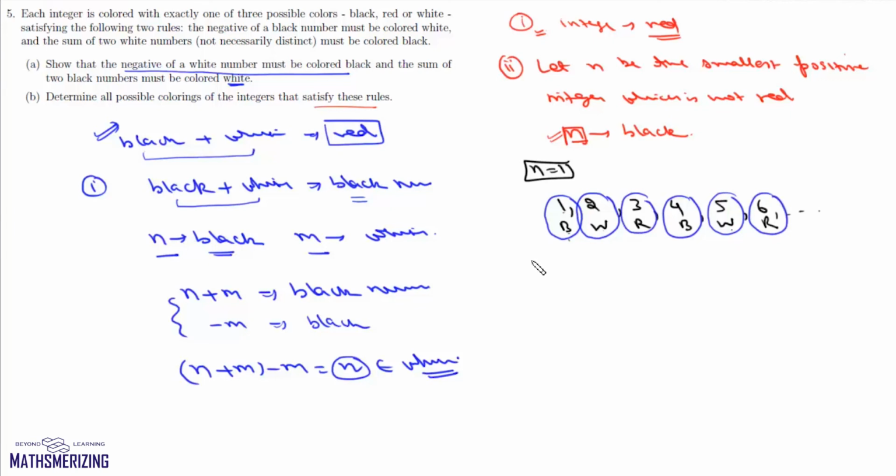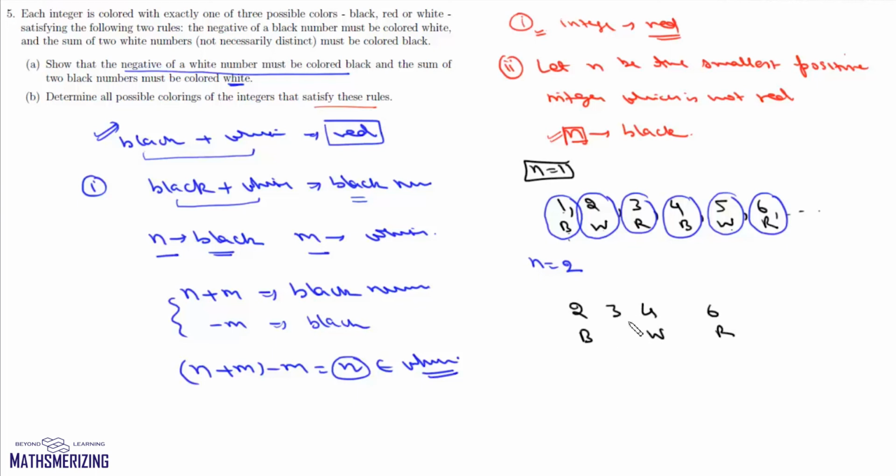Now what if we take n as 2? That is, now 2 is the smallest number which is black. Now we know that 2 plus 2 will be 4. So if 2 is black, then 4 is white. Now if 2 is black and 4 is white, then in that case 6 will be red.